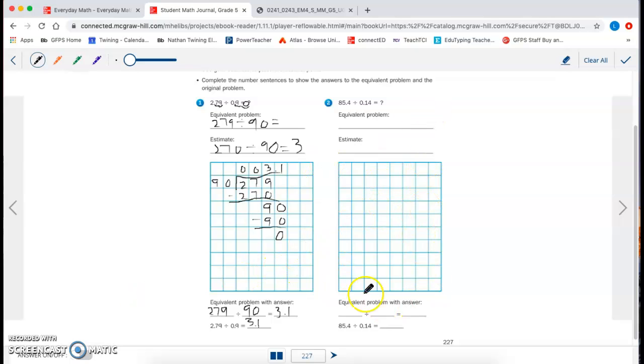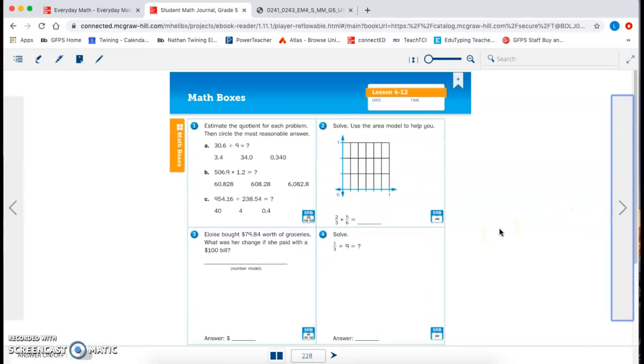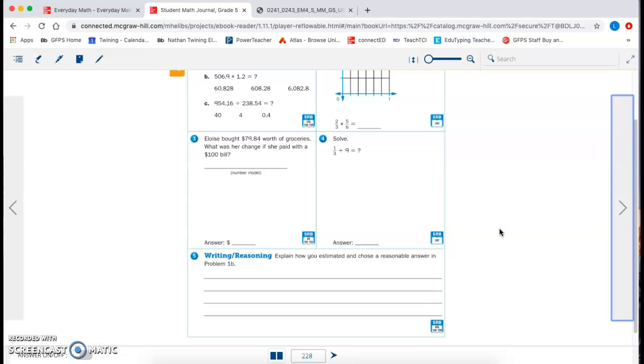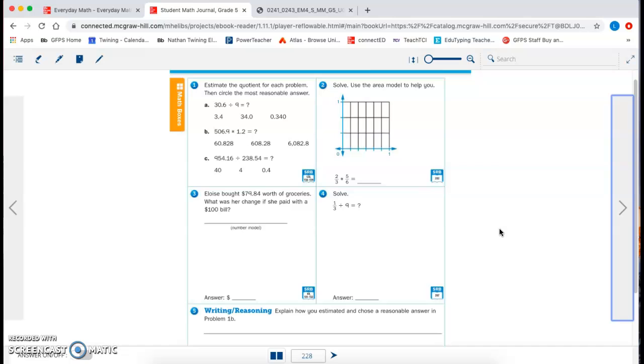So when you guys are doing problem 2 by yourselves, make sure that when you move the decimal over 2 places to turn this into a 14, you also have to move the decimal over 2 places, and you're going to end up turning it into 8,540. Okay? Now, what we also have to do is we have some math boxes on page 228. All of these we should be able to do just fine.